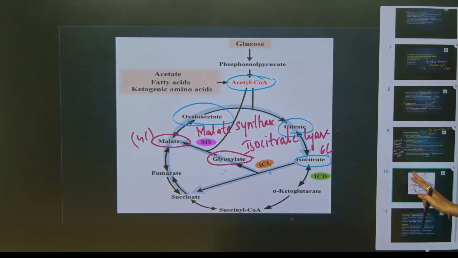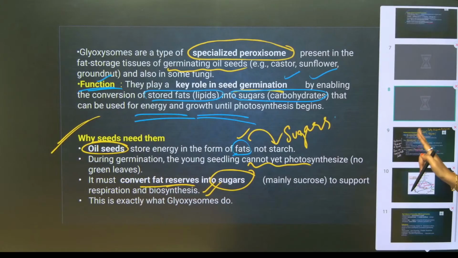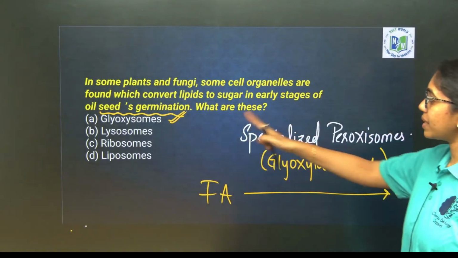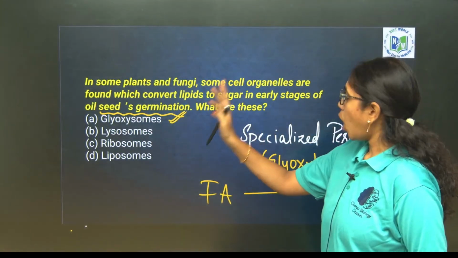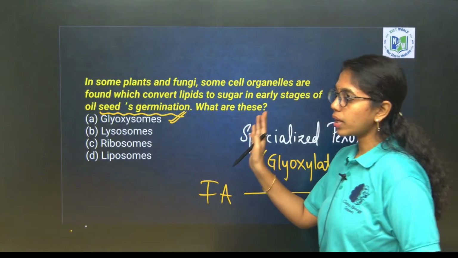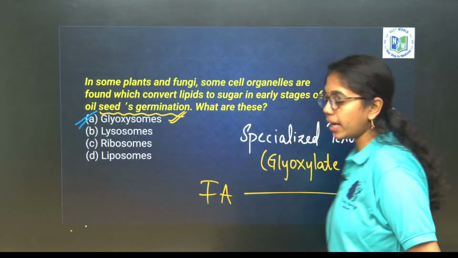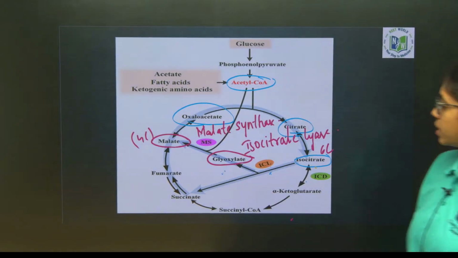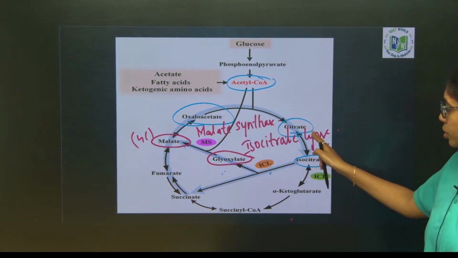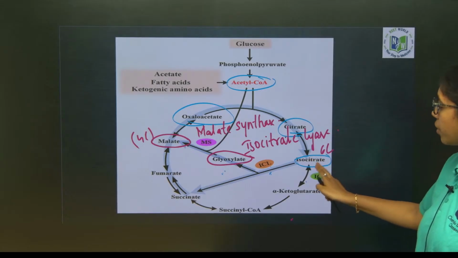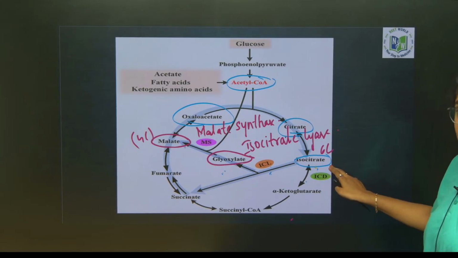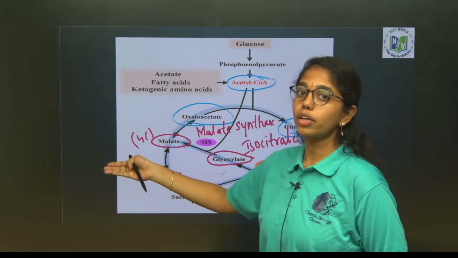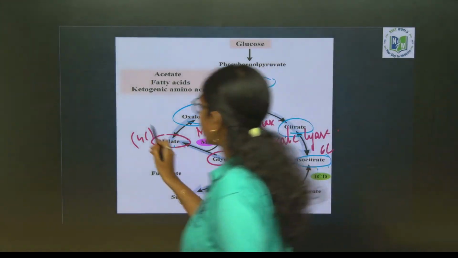So, here if you see the question clearly, in some plants and fungi, some cell organelles are found in which lipids are converted to sugars in the early stages of oil seed germination. What are those? Those are glyoxysomes. Clear, right? Because inside glyoxysomes, 2 enzymes, isocitrate lyase and malate synthase, will convert the OAA first to citrate, citrate to isocitrate. Isocitrate from the TCA cycle, which has 6 carbon, will be converted to malate by these 2 enzymes, and this malate enters into the mitochondria or cytosol, and this will conduct what?